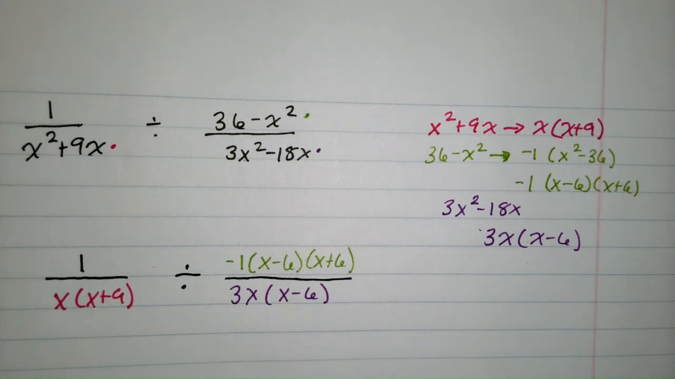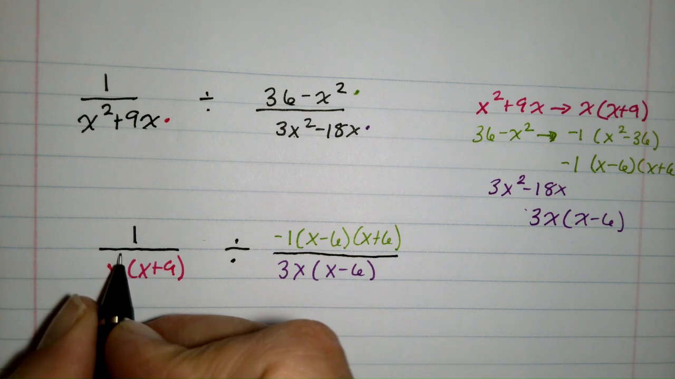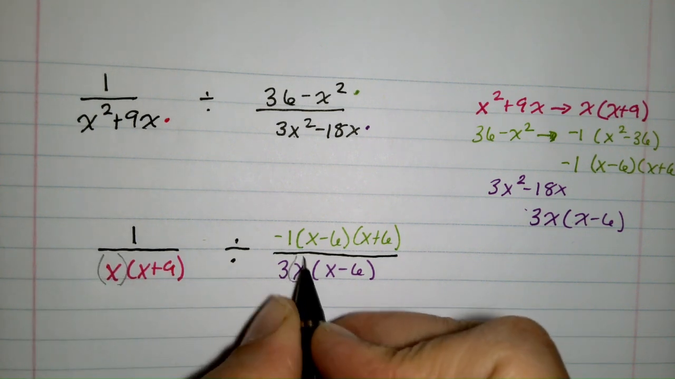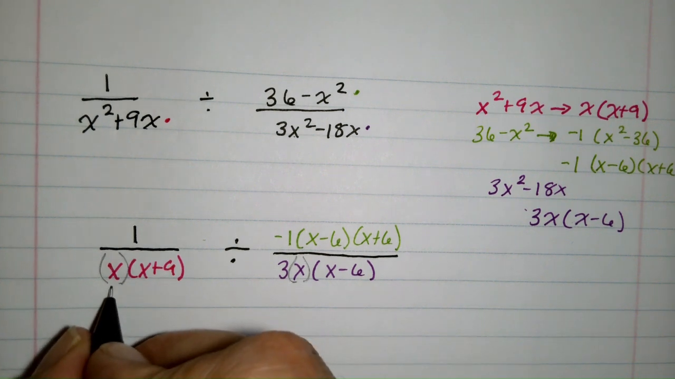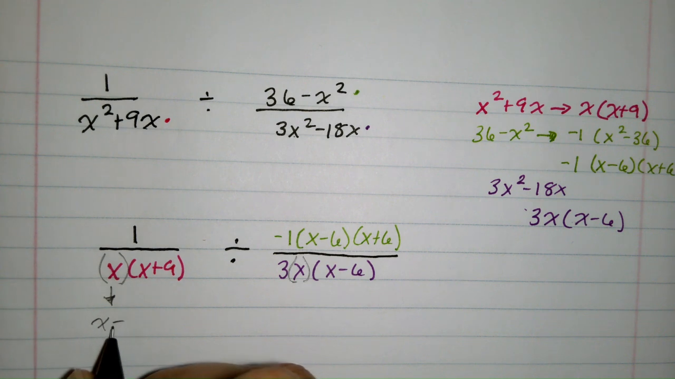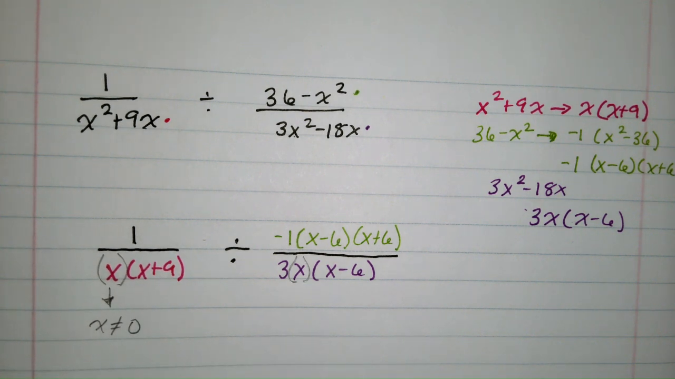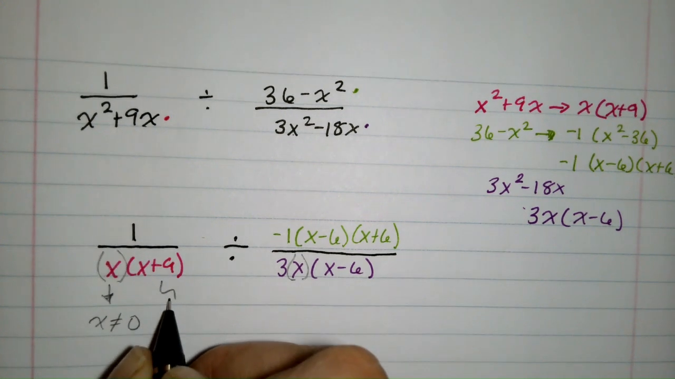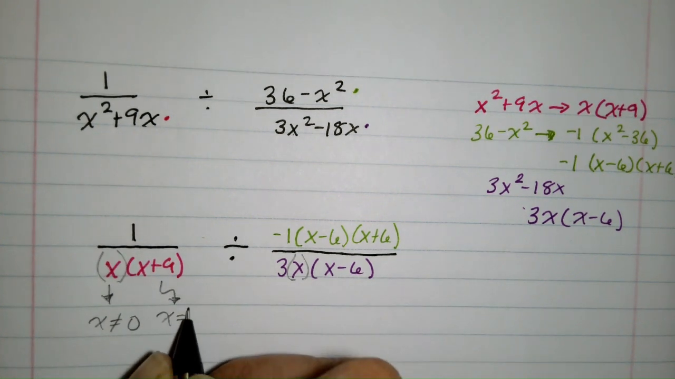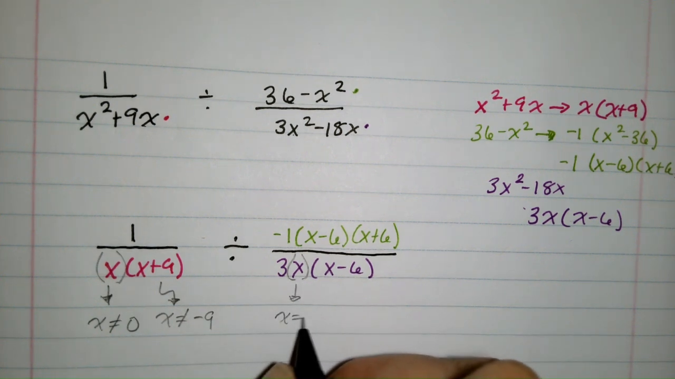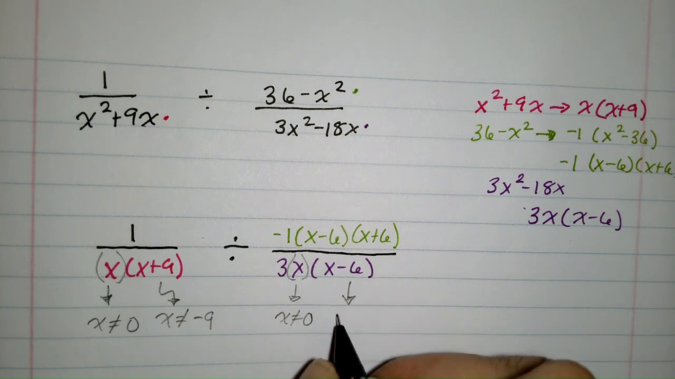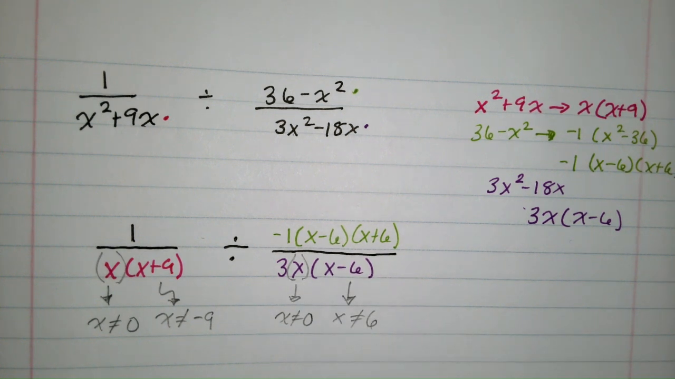Okay, domain errors, right? And remember, there's technically parentheses around this x and around this x, and around the 3 too. So because of this first x, x cannot equal 0. See, I remember to do it first this time. Because of this one, x cannot equal -9. Because of this one, x cannot equal 0. And because of this one, x cannot equal 6. So we have 3 domain errors right now because 0 just occurred twice.